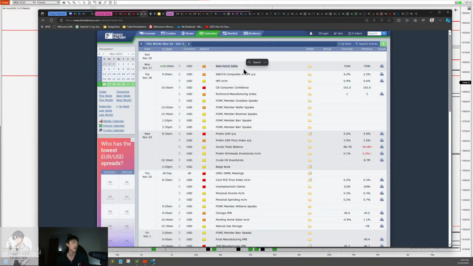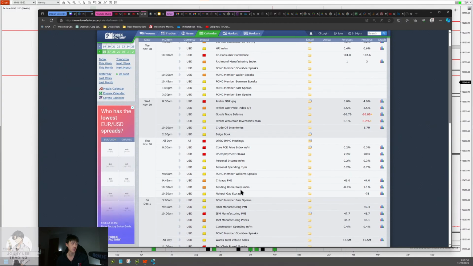Monday, we've got 10 a.m. new home sales. We'll see a little bit of volatility there. Tuesday, CB consumer confidence and a whole bunch of FOMC speakers. I imagine that will let us consolidate a little bit. Wednesday, preliminary GDP at 8:30 a.m. And Thursday, unemployment claims again. We saw what happened at the last unemployment claims, so you know how much volatility is there.